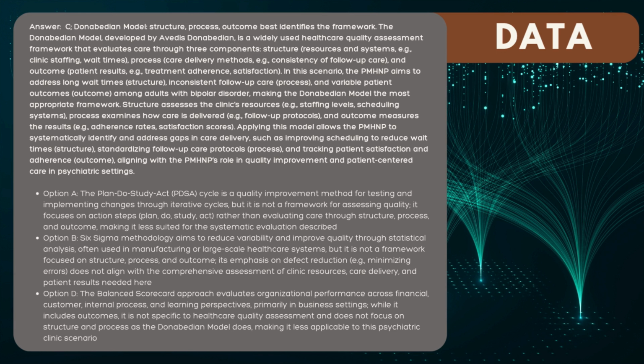Okay, so let's look at what we can do as the PMHNP if we apply this Donabedian model. So we optimize scheduling systems to reduce long wait times, implement electronic booking options, and increasing staff availability in order to address the resource gaps. And then we can look at the process by standardizing follow up care protocols like mandatory post appointment check ins and things like care coordination planning. And that's going to help ensure consistency.